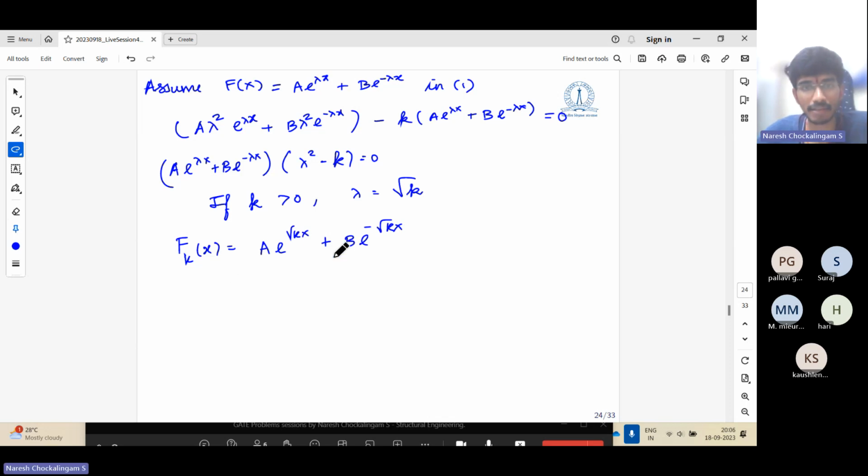But what will happen if... what are the boundary conditions we have? So we have separated the variables. We have solved for one of the functions. But what is the boundary condition?